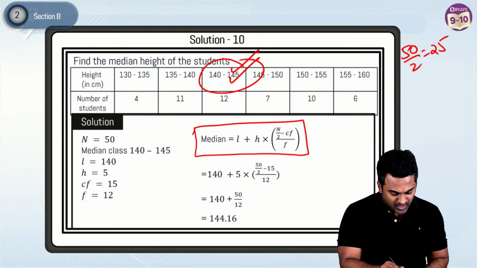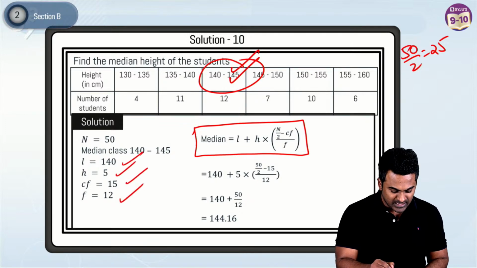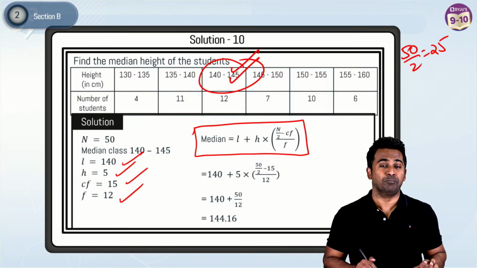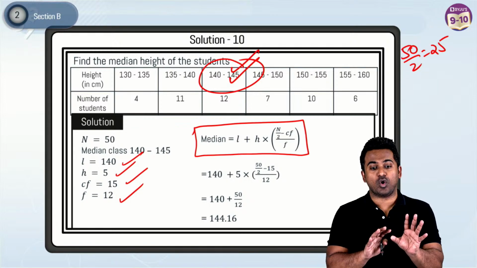All of this comes, the lower limit, this cumulative frequency, the frequency. It's simply substituting the values and figuring out the correct answer. Again, not a lot of scope for confusion.